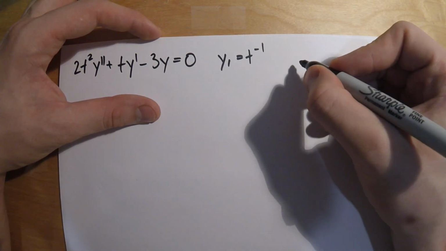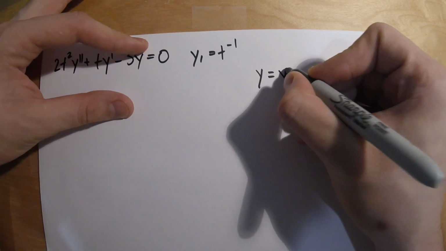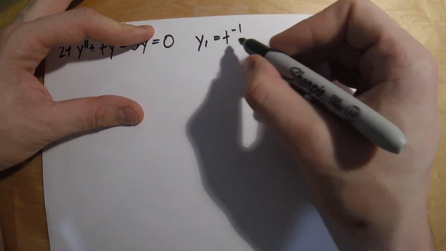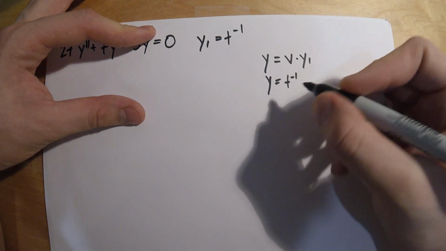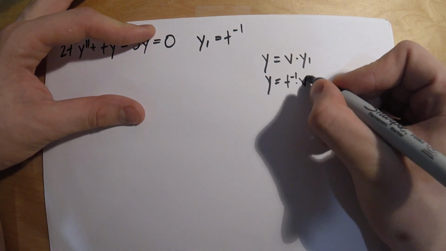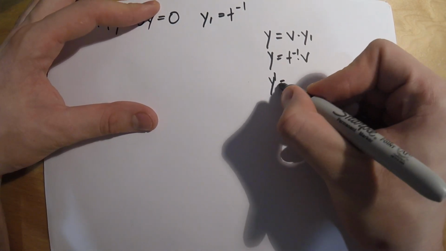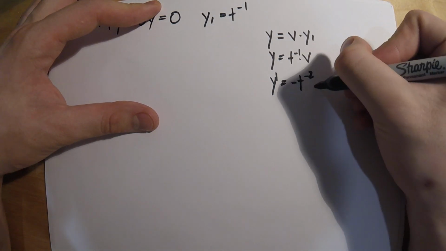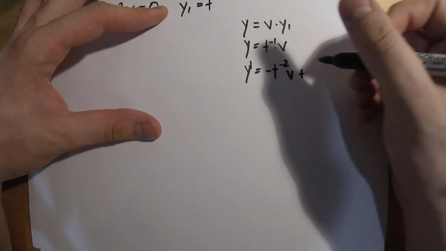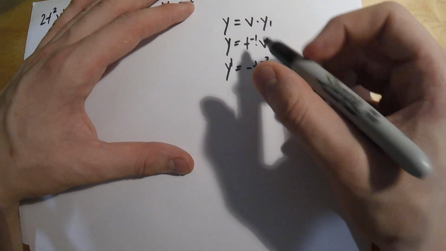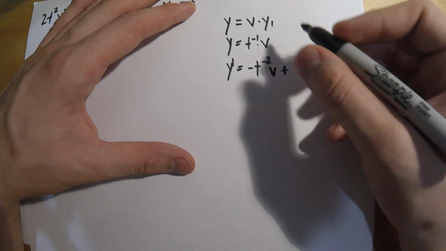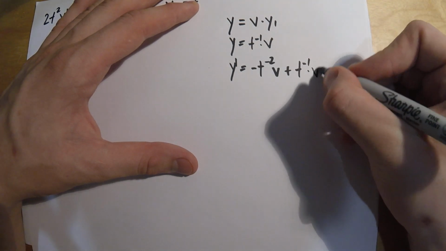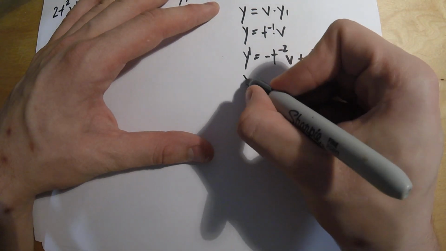So then we say that y equals v times y1. Y equals, I'm going to write the t to the negative first power first, times v. Okay, so that equals y. Then y prime is going to be negative t to the minus 2 v plus, I'm going to take the derivative of the first, leave the second, plus leave the first times the derivative of the second. Okay, so that's our y prime.